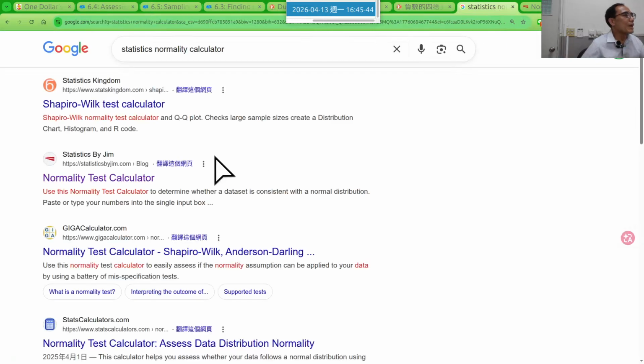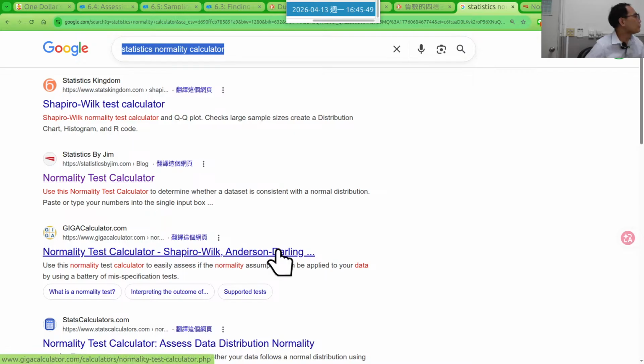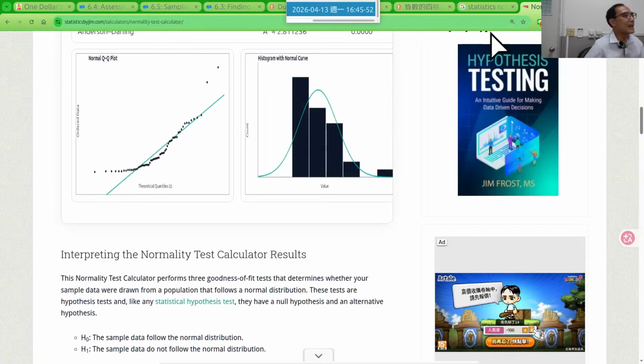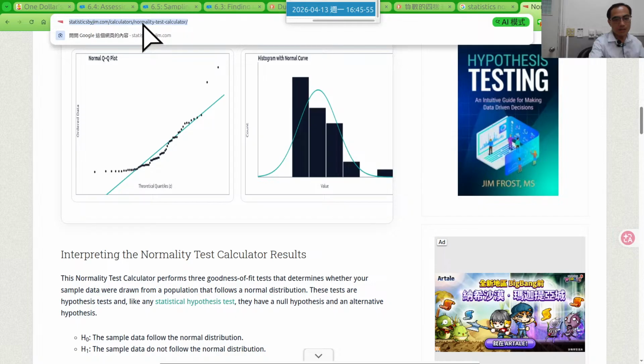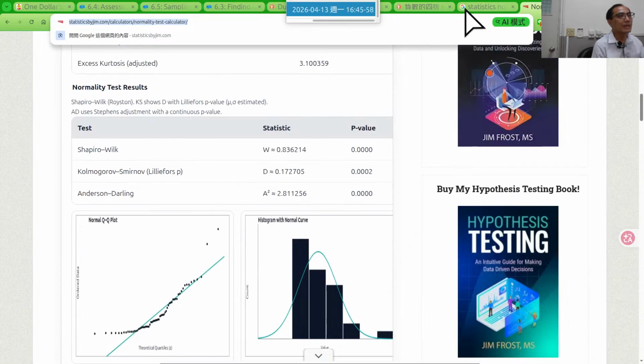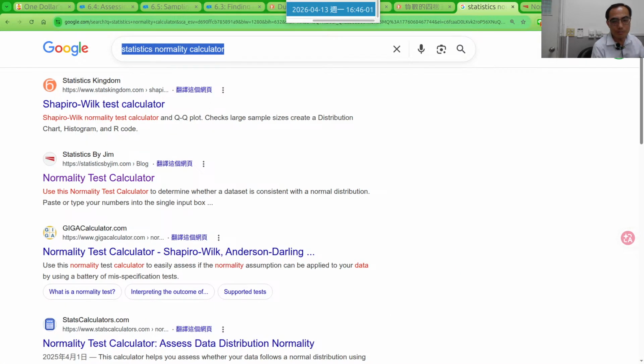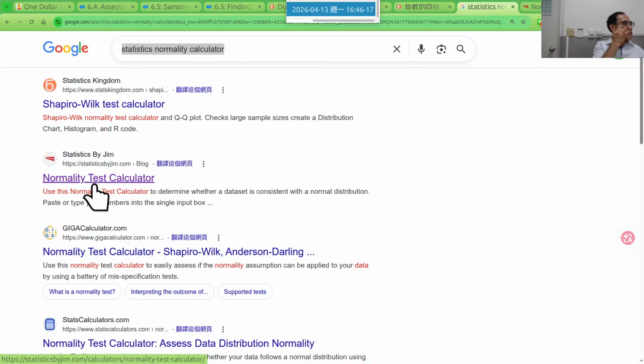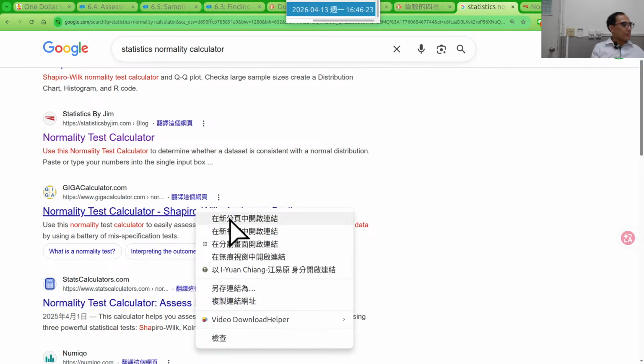When we search for a statistics normality calculator, we get some useful free online calculators, and I use this one. Again, you can search for it here, or you can use the website I suggested. Please do this first. This one is also okay.